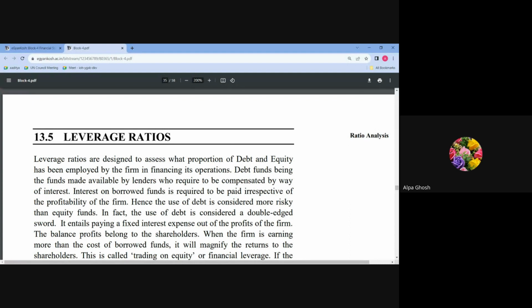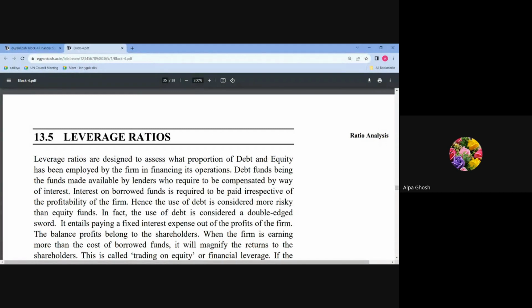If more and more debt is there in the business, it is a financial risk to the organization, because if you're not able to pay, your business can be closed. So we try to find the proportion of debt and equity which is used in the business for business operations. So debt funds are made available by the lenders, and then they are compensated with interest. So this is important. Interest is very much required to be paid on debt.